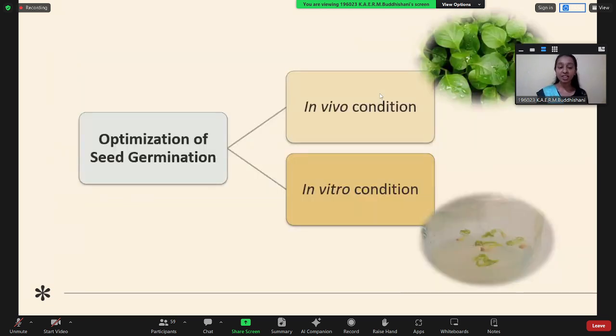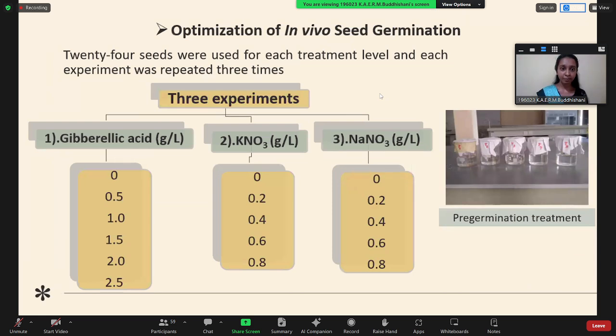Optimization of ashwagandha seed germination was tested in two different environmental settings. The first one is in vivo condition and the second one is in vitro condition. Now look at the optimization of in vivo seed germination. Three experiments were conducted with three different pre-germination chemical treatments: first gibberellic acid, second potassium nitrate, third sodium nitrate. In this chart, you can see the different levels used in each experiment. The seeds were pre-soaked in different levels of each pre-germination chemical treatment for 24 hours, and seeds soaked in water for 24 hours served as a control.